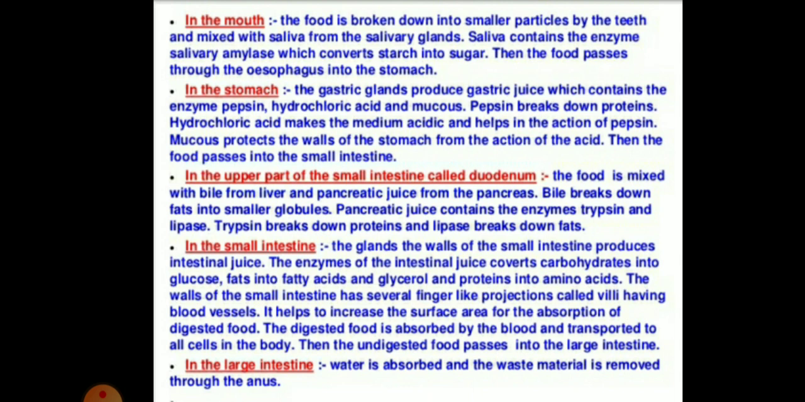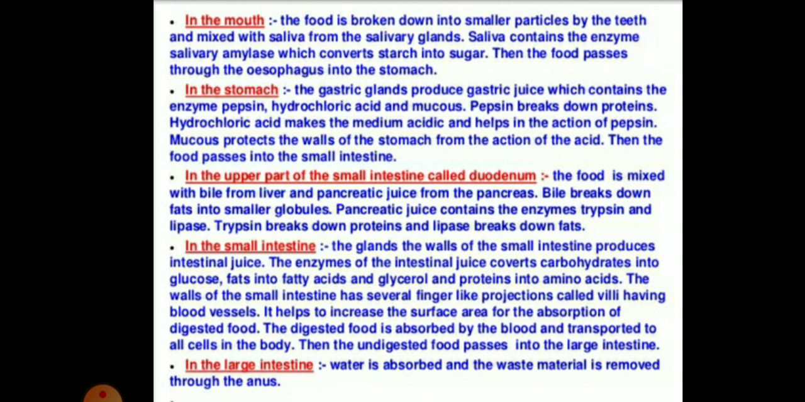The enzymes of the intestinal juice convert carbohydrates into glucose, into monosaccharides, and the fats into fatty acids and glycerol, and the proteins into the simple form called amino acids. The walls of the small intestine have several finger-like projections called villi, having blood vessels in them. They help to increase the surface area for the absorption of the digested food, and the digested food is absorbed by the blood and transported to all the cells in the body. Then the undigested food passes into the large intestine.